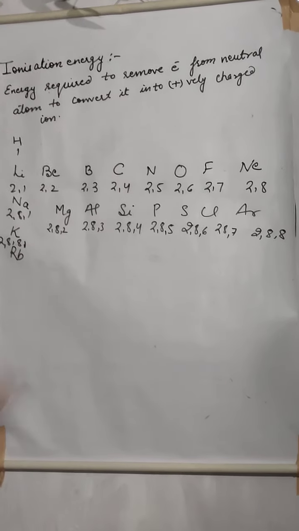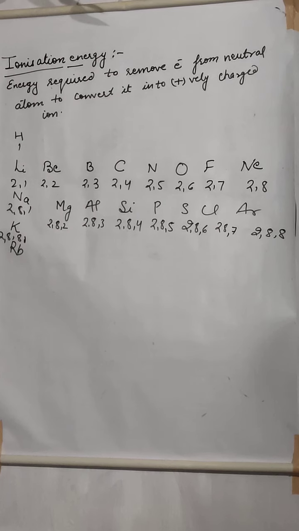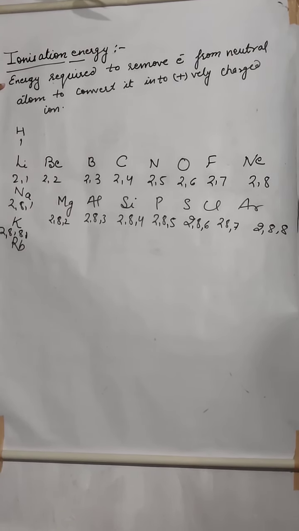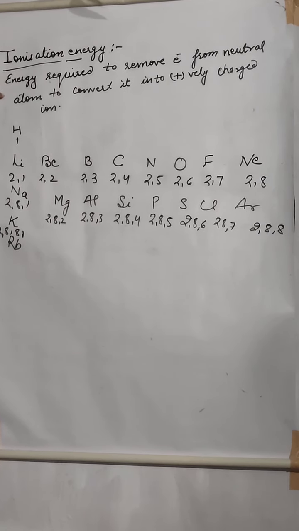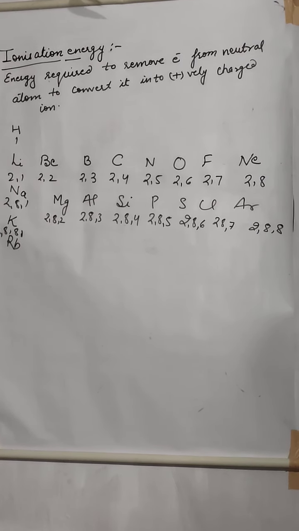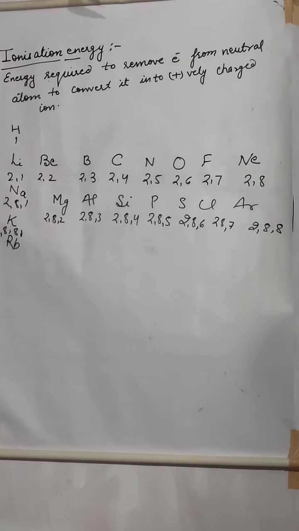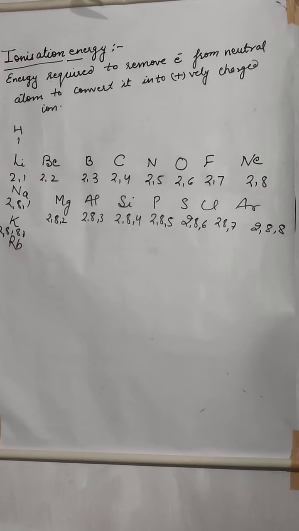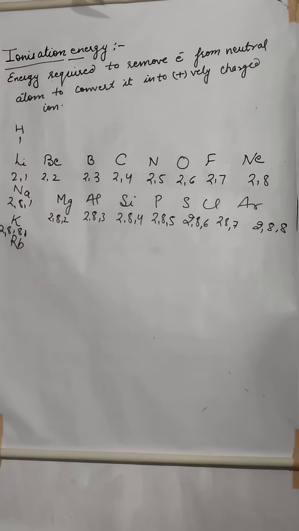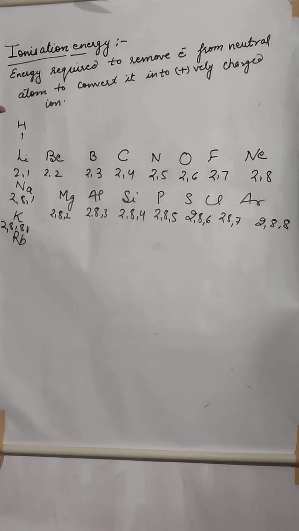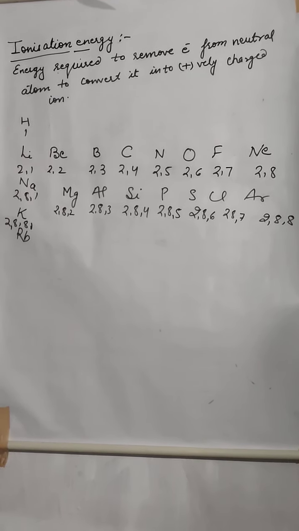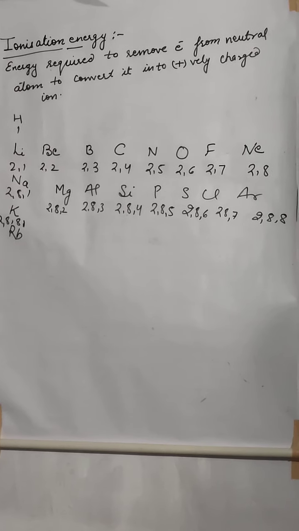Our next topic is ionization energy, or we can say ionization potential. Both are the same thing. What is ionization energy? That is the energy required to remove an electron from a neutral atom to convert it into a positively charged ion. Obviously, whenever we remove an electron, the electron number will decrease, the proton number will be greater, so the atom will attain a positive charge. So the energy required to remove an electron from a neutral gaseous atom to convert it into a positively charged ion is called ionization energy.